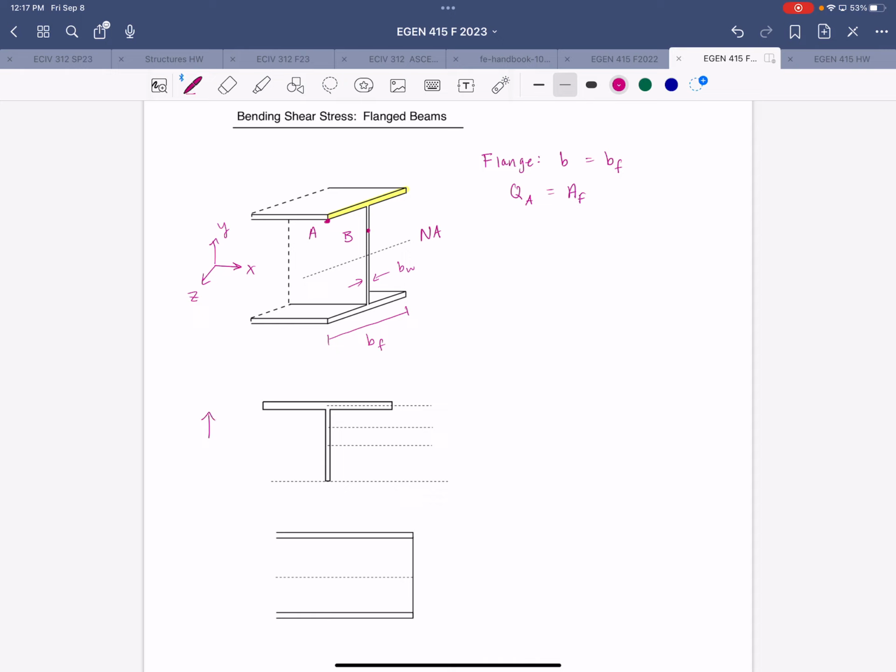So this will be your cross section in the YZ plane. Here's the neutral axis, and then this distance right here, we'll call that YF bar. So that's what we're going to use to calculate QA.